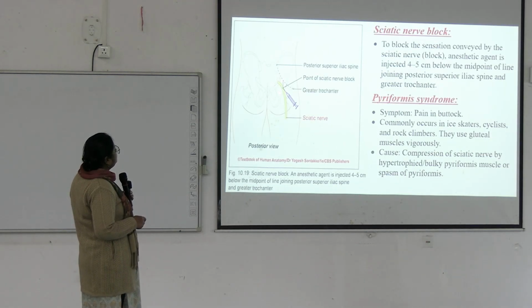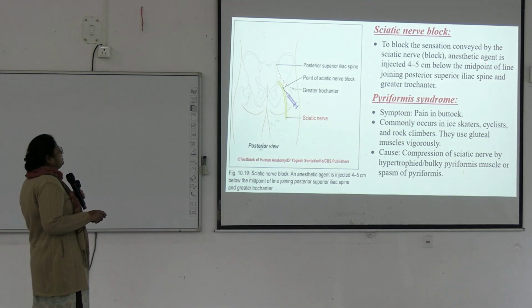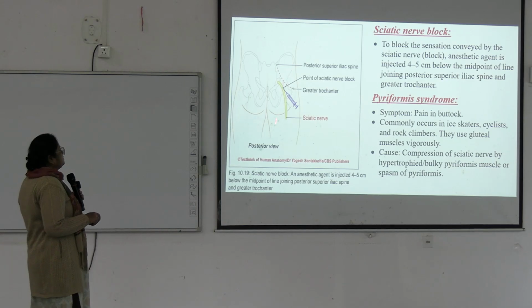Here a sciatic nerve block is being given. See where the injection has been put. To block the sensation conveyed by the sciatic nerve, the anesthetic agent is injected 4 to 5 centimeters below the midpoint of the line joining the posterior superior iliac spine and the greater trochanter. This is the midpoint. From the midpoint you go downward 4 to 5 cm.